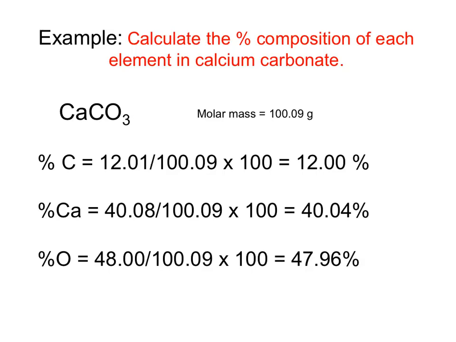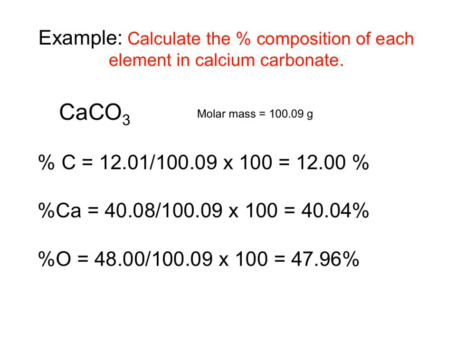Let's do an example together. We're going to calculate the percent composition of each element found in calcium carbonate. In order to do that, you have to have the correct chemical formula of calcium carbonate. And by now, we should be really good at coming up with that formula. Remember that calcium is a positive 2 ion, carbonate is a minus 2 ion. They're going to come together in a 1-to-1 ratio.